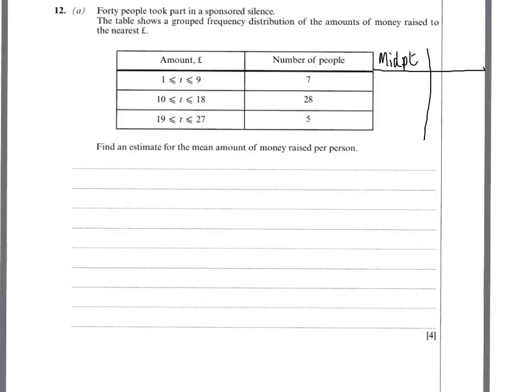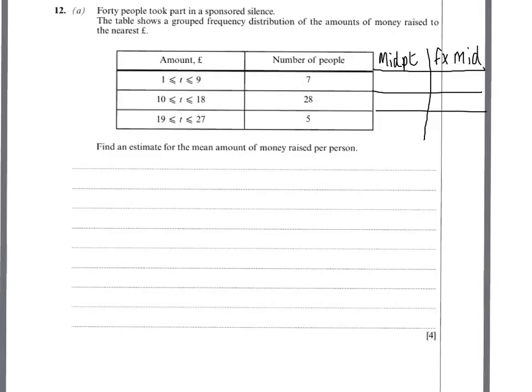So this is the point we're going to use to represent that group when we're doing our multiplying, because obviously we can't multiply a range, so we've got to pick one value to represent it. That's our midpoint. And then we're going to do the frequency, which they've called number of people, times the midpoint. So always add your 2 extra columns when you want to find an estimate for a mean for a group frequency table. So our first step is to fill out the midpoints.